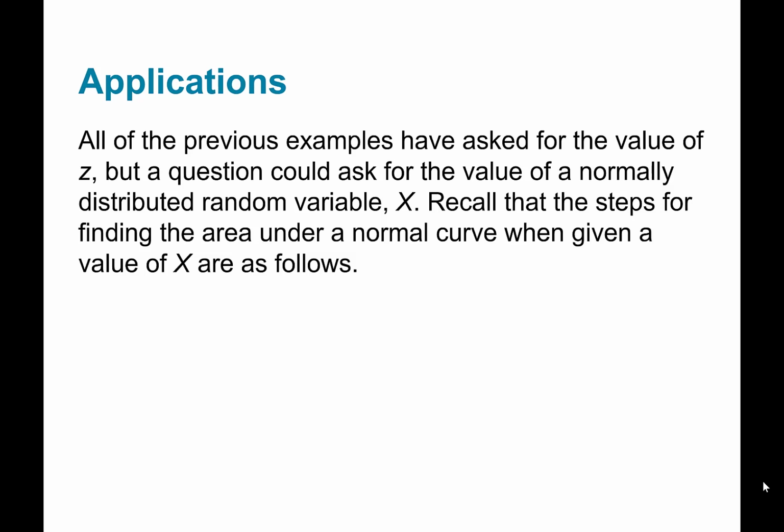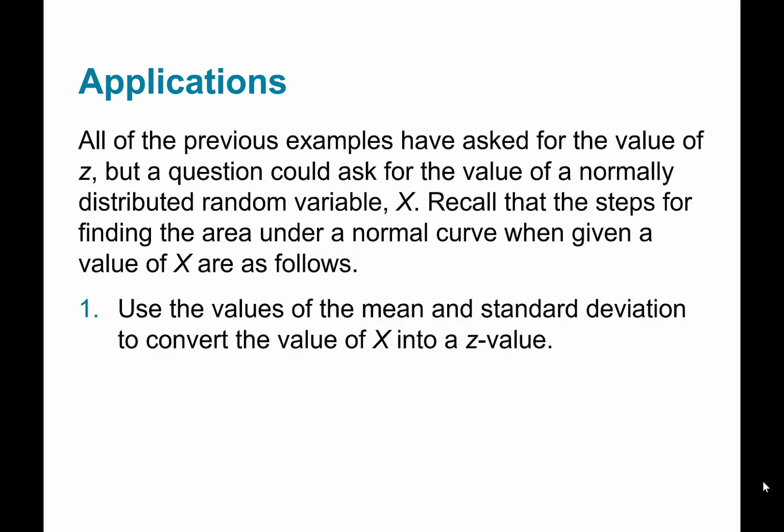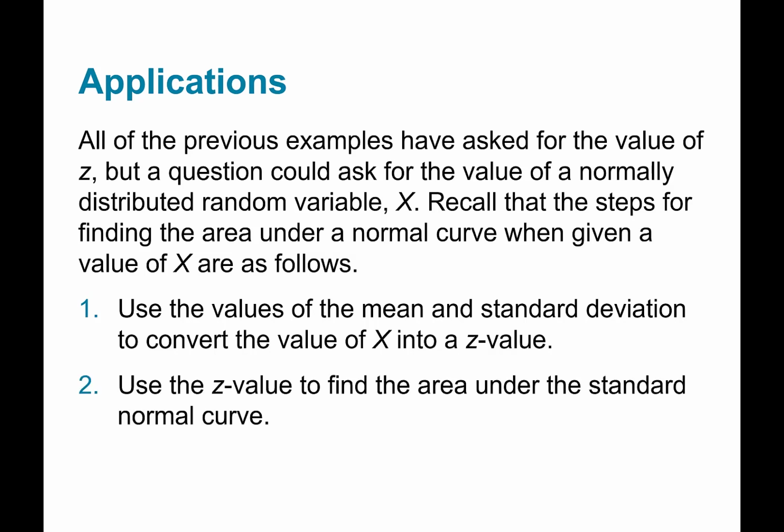Okay, so all of the examples we've looked at so far with finding values have asked us to find the value of z. But one thing we could look at is what if we want to find the value of a normally distributed random variable x? So remember before, our steps for finding the area under the normal curve when given a value of x, we first would find the values of the mean and standard deviation and use those to convert x to a z value, and then use the z value to find area under the curve.